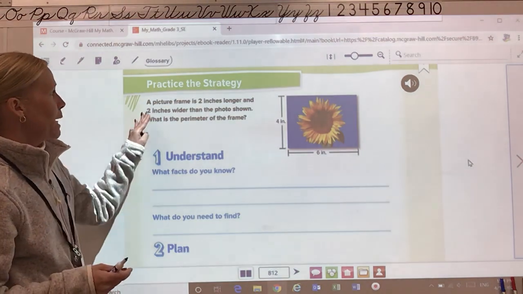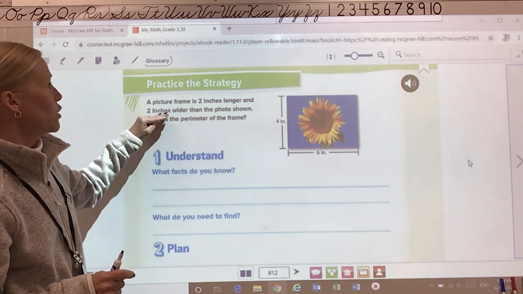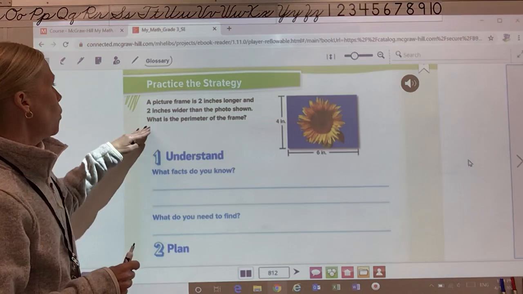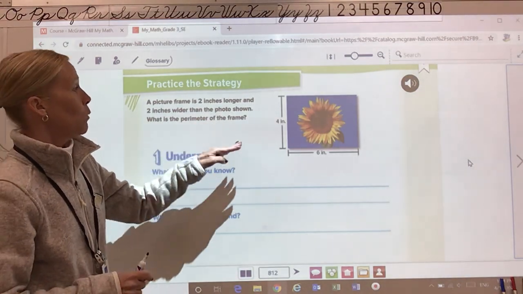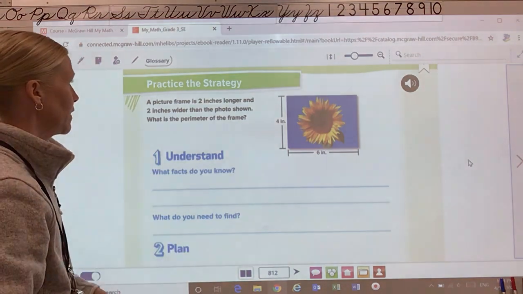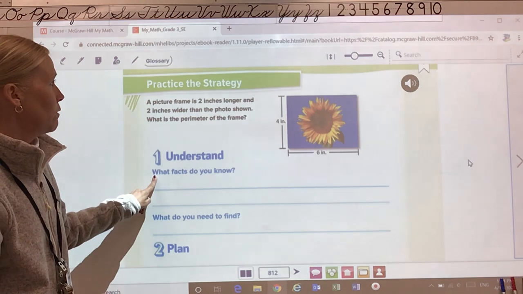Now, this one says, a picture frame is 2 inches longer and 2 inches wider than the photo shown over here. What is the perimeter of the frame? Well, that makes sense. The frame's got to be bigger than the picture, right? Because the picture has to fit inside of it. So, what facts do we know?